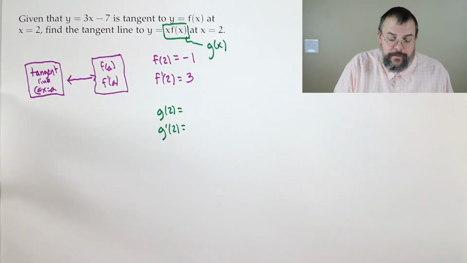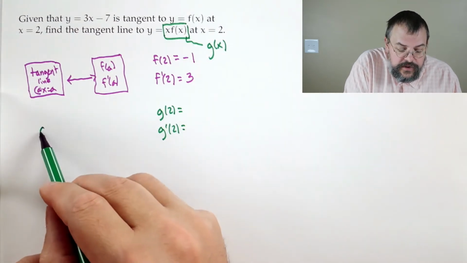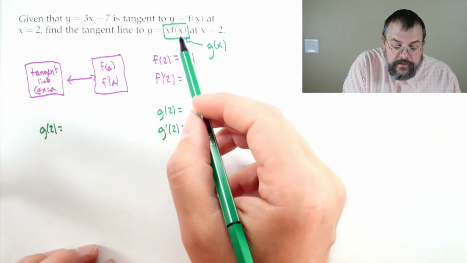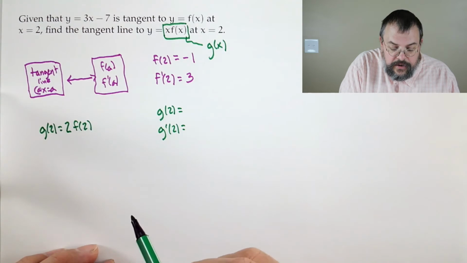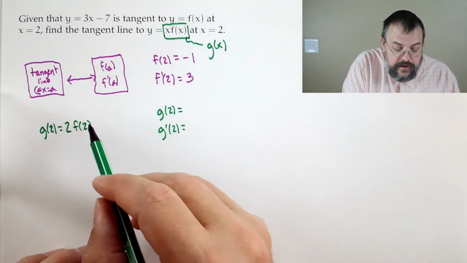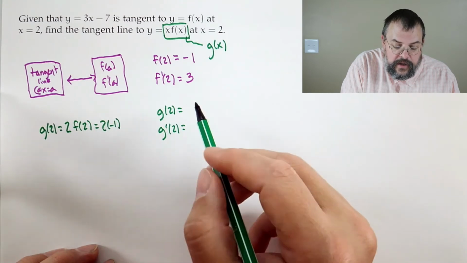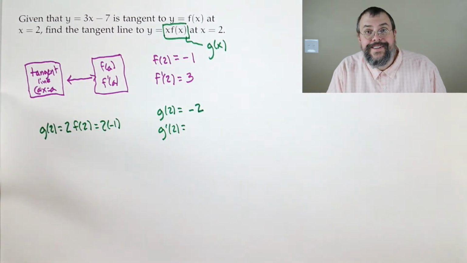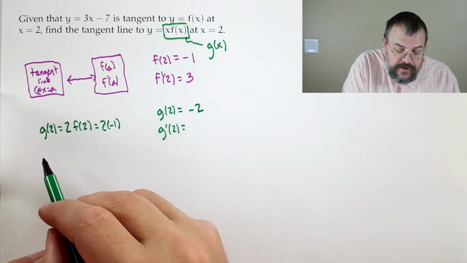So let's figure out what things would be. Let's plug in 2. g of 2, according to the rule, would be 2 times f of 2, because I'm replacing everywhere I see an x with 2. I know what f of 2 is, so this is 2 times negative 1, which tells me that g of 2 is negative 2. Well, that was pretty good. Nice and straightforward.